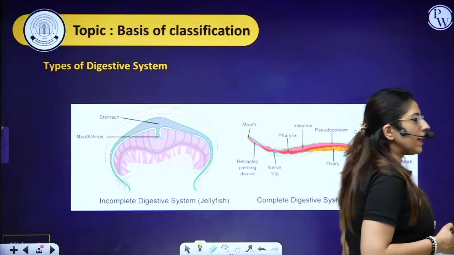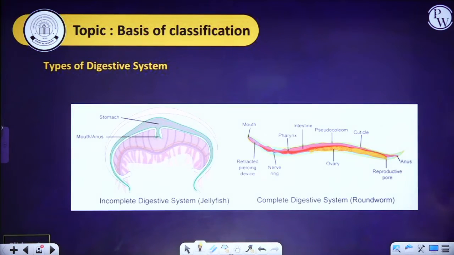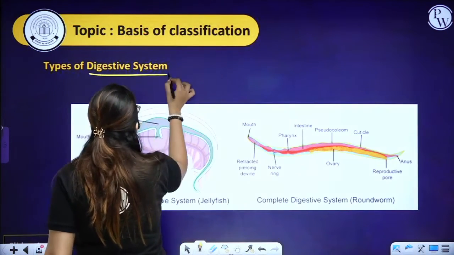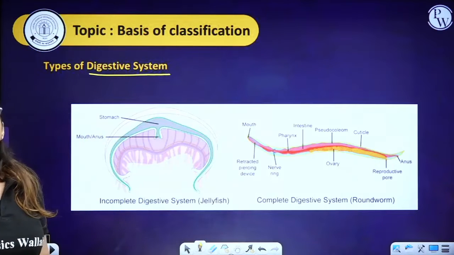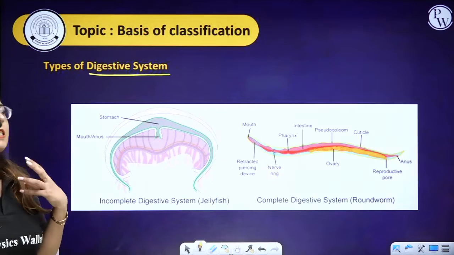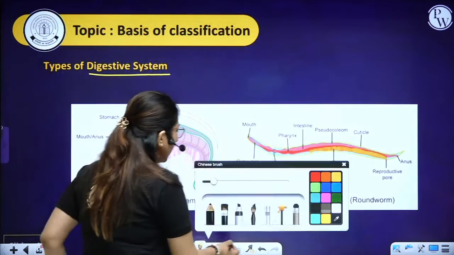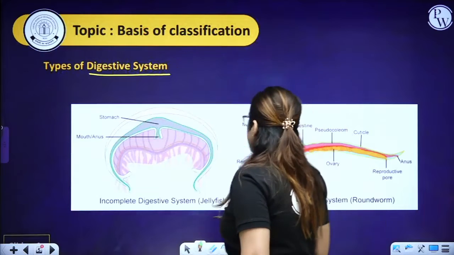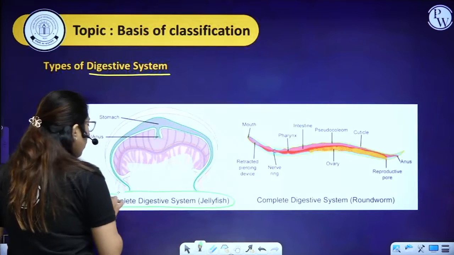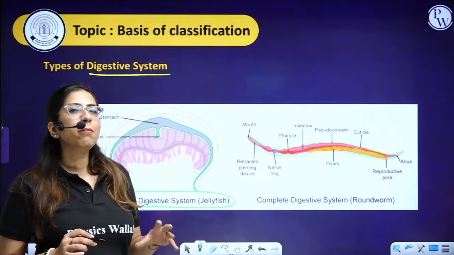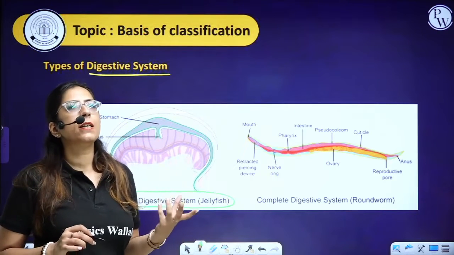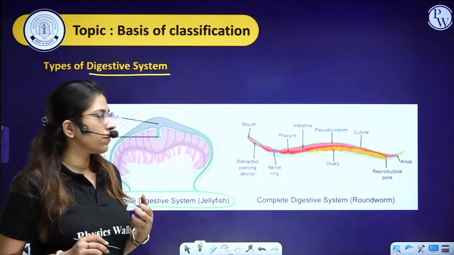Here your NCERT talks about different kinds of digestive system. So what is the digestive system? It is the one responsible for digestion of food. Whatever we eat is digested. Here we are saying that some organisms have a complete digestive system, whereas others have an incomplete digestive system. But why are we talking about these words? Because when I discuss different groups of organisms, I'll be using the words complete digestive system and incomplete digestive system.